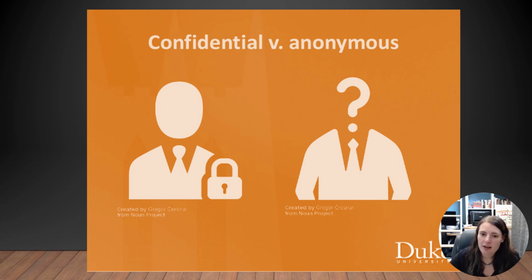Confidential, on the other hand, means that the researcher knows which responses go with which respondent, but the researcher agrees not to reveal their identities to people outside the research study. Confidential research studies often use pseudonyms or fake names so that the participants cannot be identified when they're described in publication.